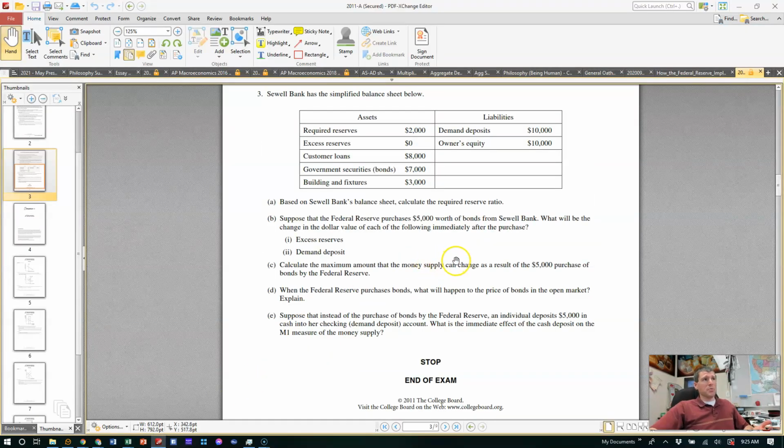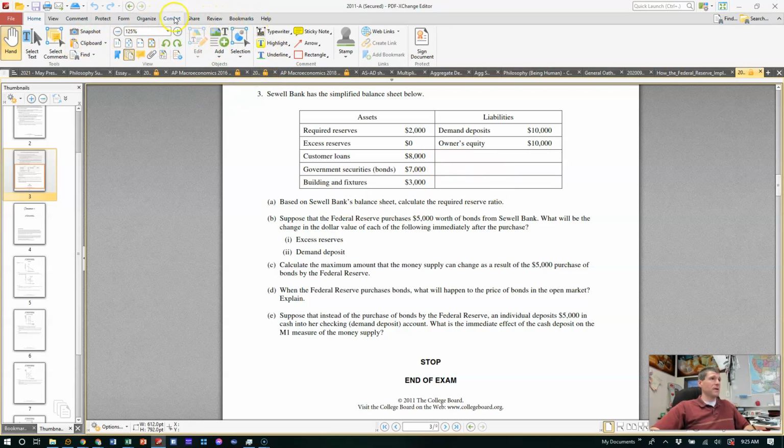All right, now let's say we put this into effect. So here we have an actual FRQ. This was 2011, I believe it was. It gives you a bank balance sheet, owner's equity. Remember, we don't care about that. Demand deposits, required reserves, excess reserves, loans, government securities, building and fixtures. We don't really care about this stuff either. Based upon Sewell Bank's balance sheet, calculate the required reserve ratio. Well, what we see is there's 10,000 on deposit and there's 2,000 required reserves. So 2,000 out of 10,000, our answer is then going to be 20%.